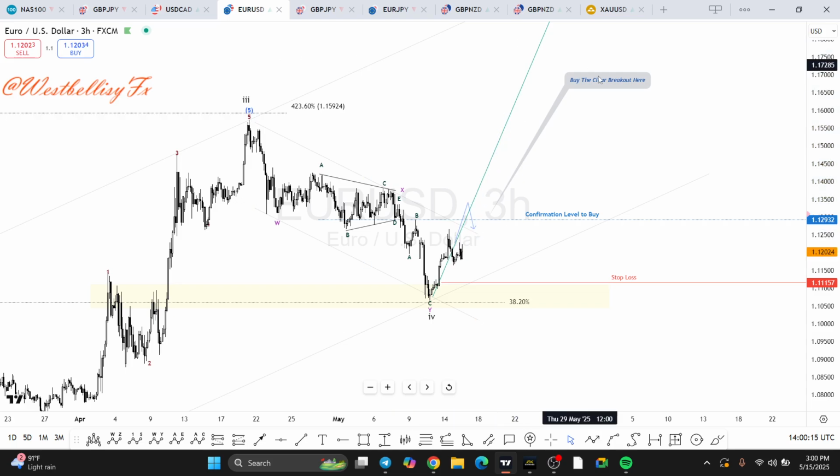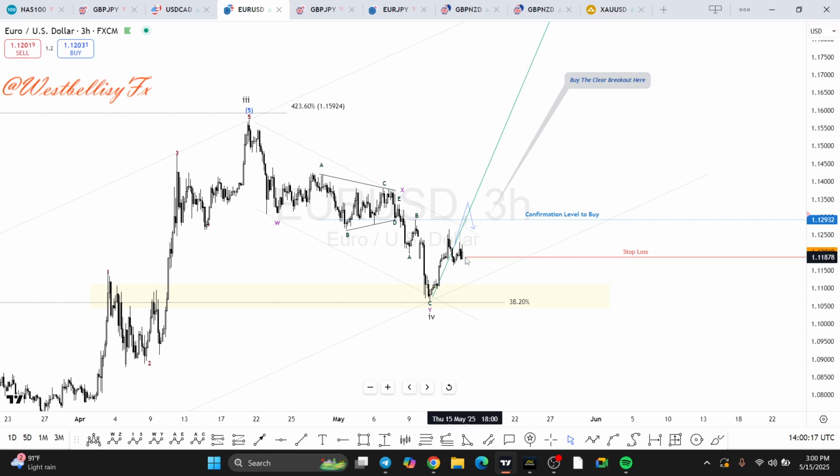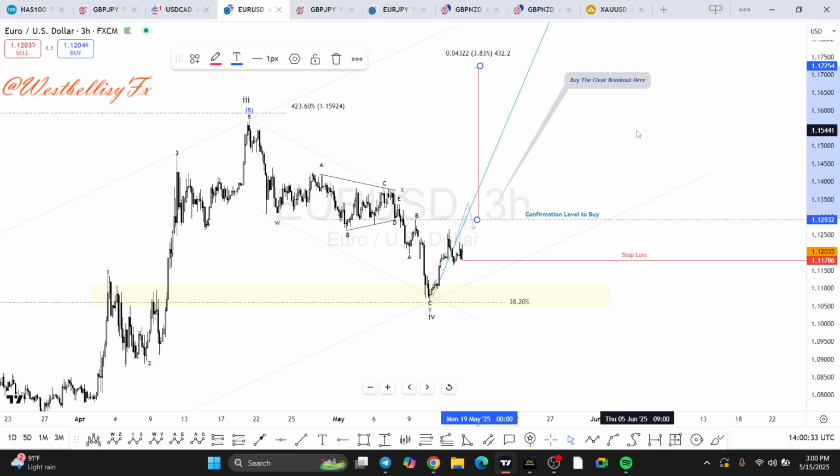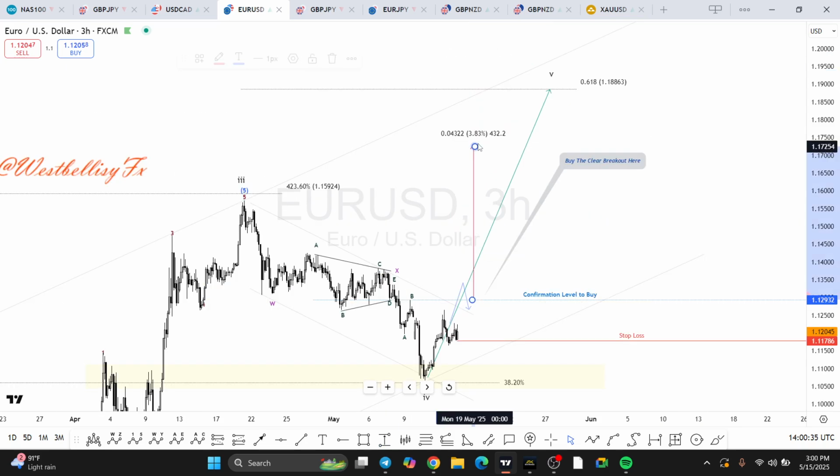Then if it breaks it, we can always move our stop loss to somewhere here. If we are taking entry from here, our stop loss would be around 100, probably 115 pips, this area here. Our first target will be this. Now the final target is the end point of wave 5.